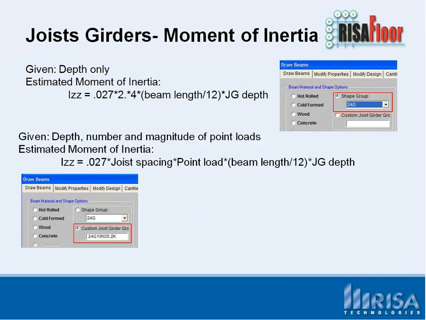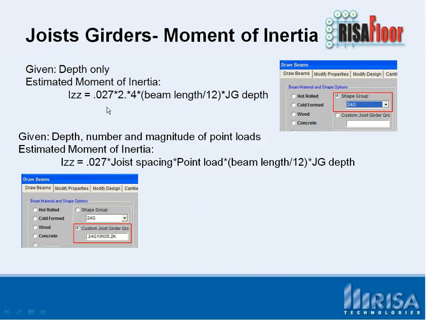So for joist girders, what we're going to do here is calculate the moment of inertia. When you tell the program in RISAFloor that it's a 24G, which we saw here in the top right corner, that means it's the 24-inch depth of the girder. We're going to use this estimated moment of inertia to help you get your deflection calculations. So we're going to go through the deflection and find whether that works for the deflection criteria. And this is the calculation we use when you just call out the depths. You can see you get the beam length and then the joist girder depth in there.